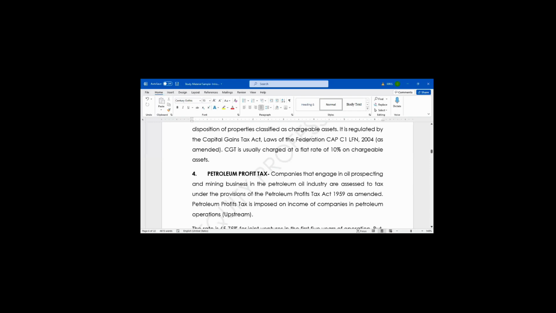Downstream has to do with transportation of refinery products and distribution of those refinery products to the consumer. All those filling stations that we have, they are downstream. Downstream petroleum companies pay company income tax, while upstream petroleum companies pay hydrocarbon tax. They don't pay company income tax.